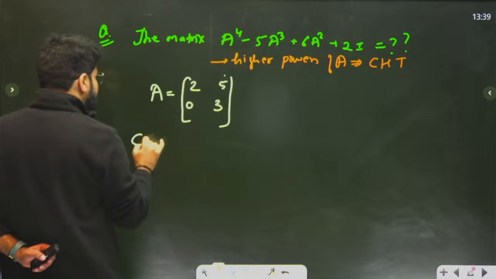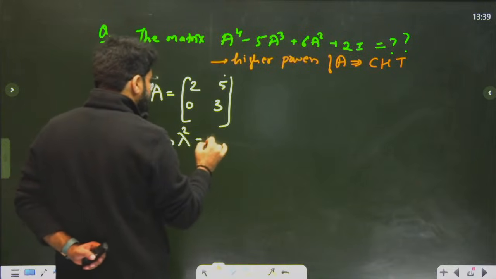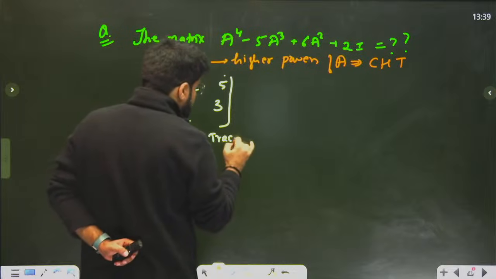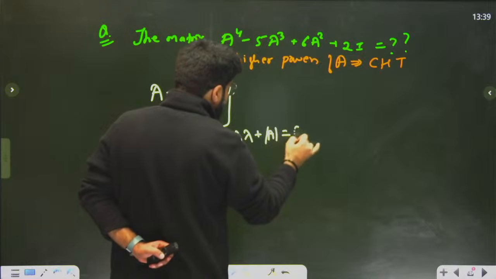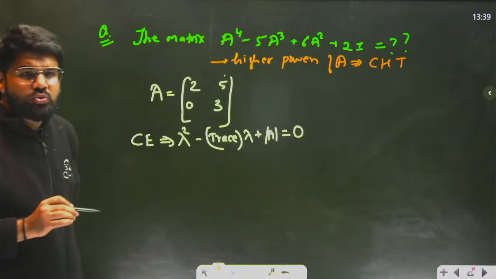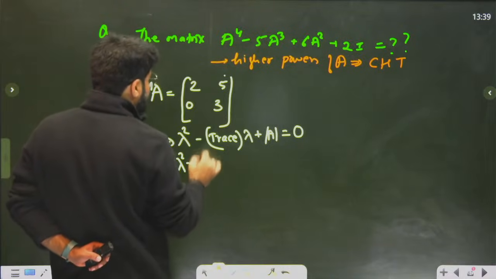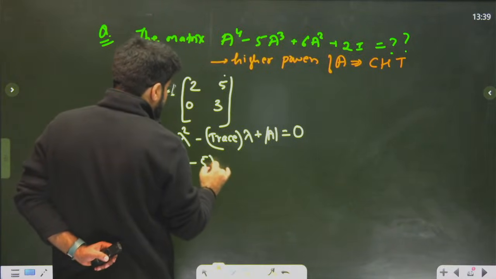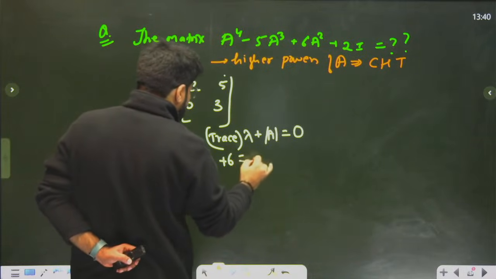What is the characteristic equation for 2 cross 2? I told you, na? Characteristic equation for 2 cross 2 is lambda square minus the trace into lambda plus determinant equal to 0. Okay, so when I substitute the value, what will I get? Lambda square minus trace. Trace is 2 plus 3, plus determinant. Determinant is 2 into 3 minus 0, that is 6, equal to 0.